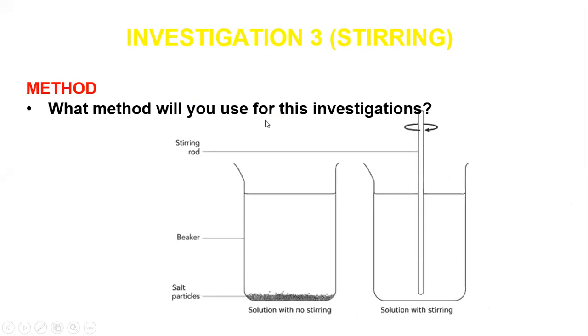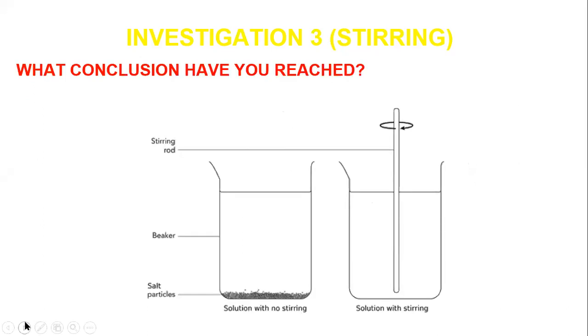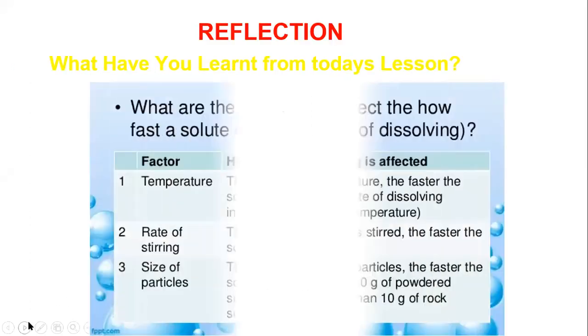So now, what method will you use for this investigation? So you're going to use stirring. Okay, what did we compare in this investigation? We compared the rate of stirring in a liquid. And what made the salt dissolve faster? Was it stirring or non-stirring? So in the first beaker, we did not stir, and in the second beaker, we stirred, and we found that when we stir a solution, it dissolves quicker than when we did not stir.